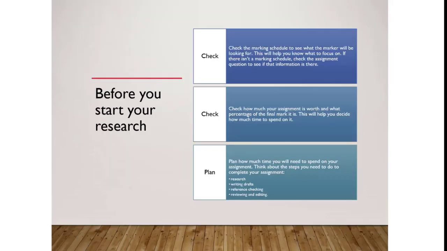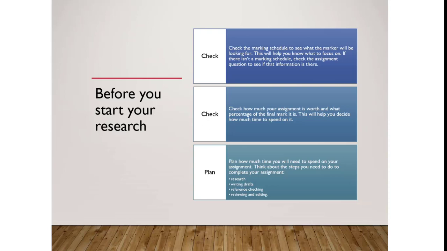Once you have these answers, you know the task word, you know the topic word, you know the limit words or limitation of your question, the next thing you want to do is do research, right? Before you even start your research, what is important is check the marking schedule to see what the marker will be looking for. This will help you to know what to focus on. If there isn't a marking schedule, check the assignment question to see if the information is there.